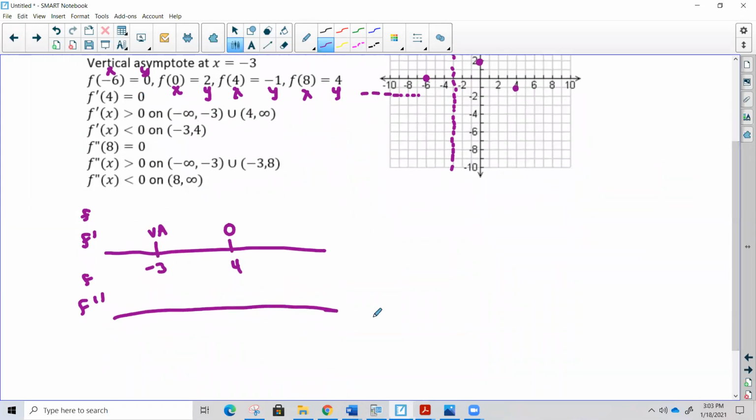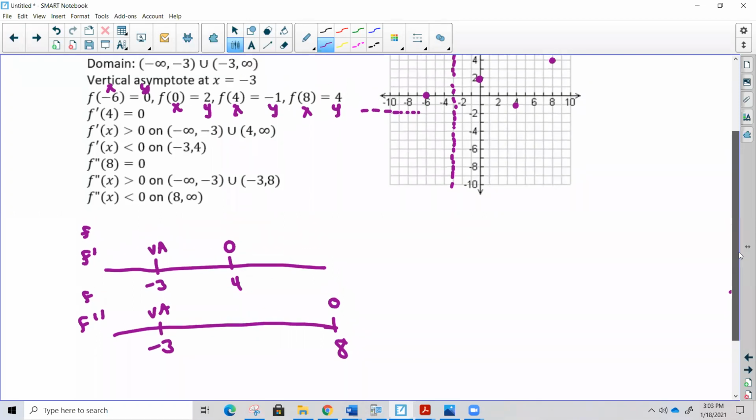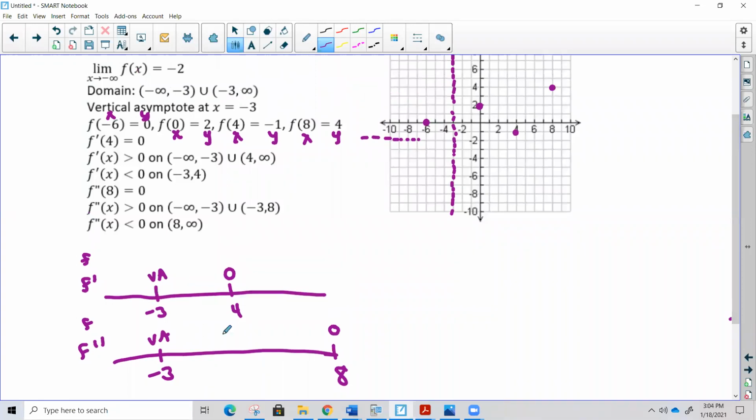And on my second derivative line, I also need the vertical asymptote, but then I need where the second derivative is 0, so it's going to be 8. And I'm going to line these up to help me with graphing it, because it will help to see what's happening in each interval if they're lined up.